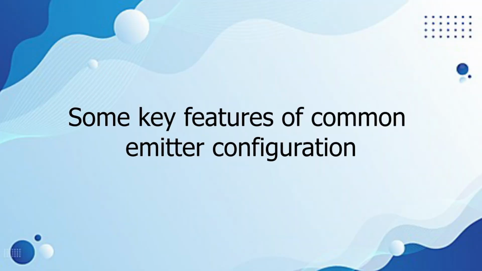Some key features of common emitter configuration: input impedance is medium, output impedance is high, phase angle is 180 degree, voltage gain is medium, current gain is medium, power gain is very high.